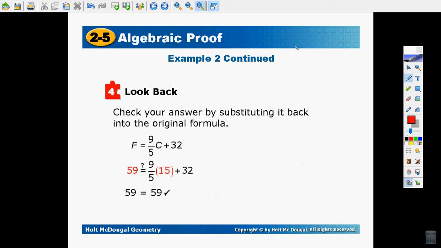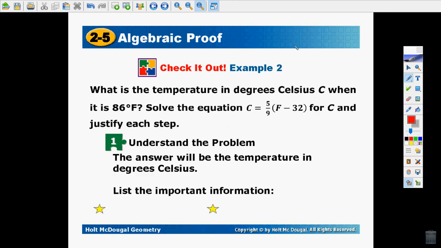And this is just checking the answer. So I want you to try a new one. It says, what's the temperature in degrees Celsius? Okay, so this time you're solving for C. And we know that it's 86 degrees Fahrenheit. And here's your equation to convert from Fahrenheit to Celsius. It's 5/9 times Fahrenheit minus 32.